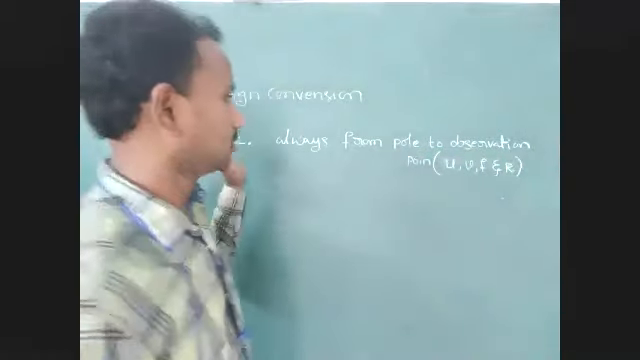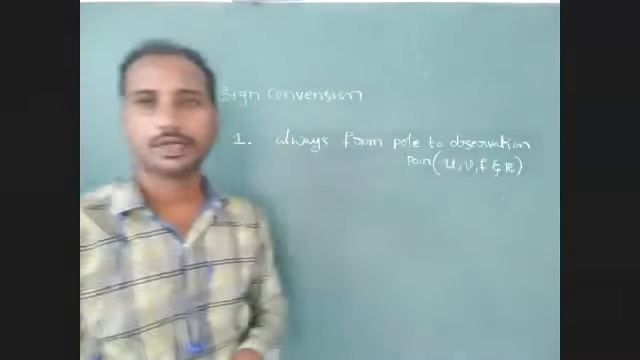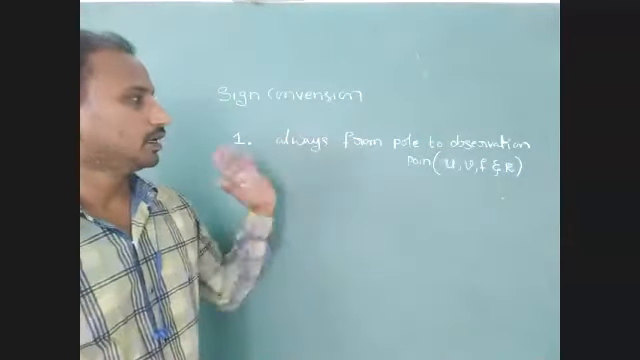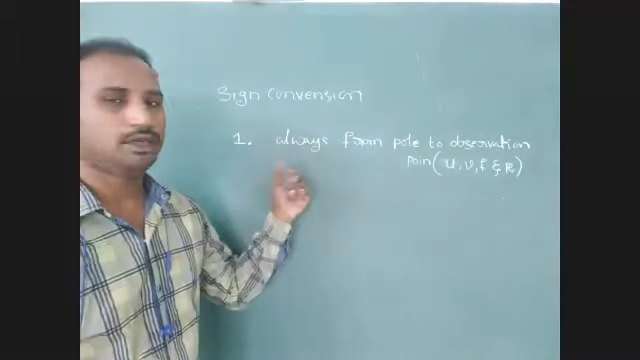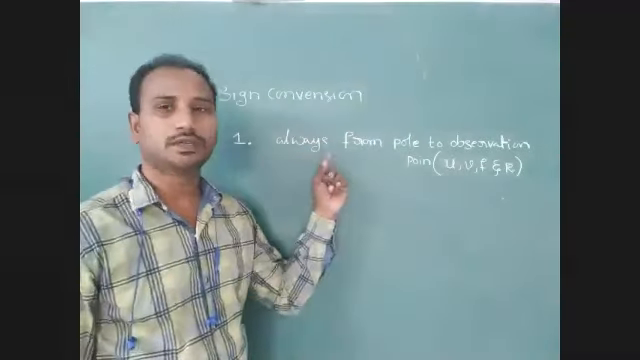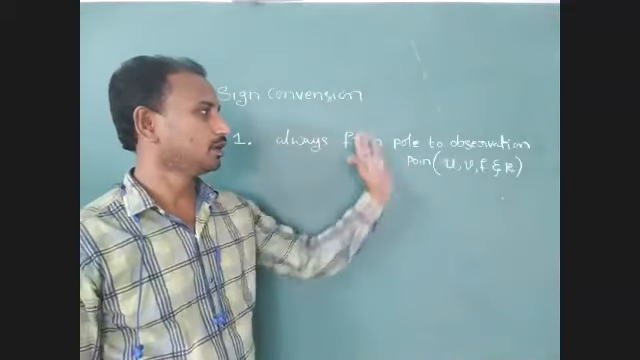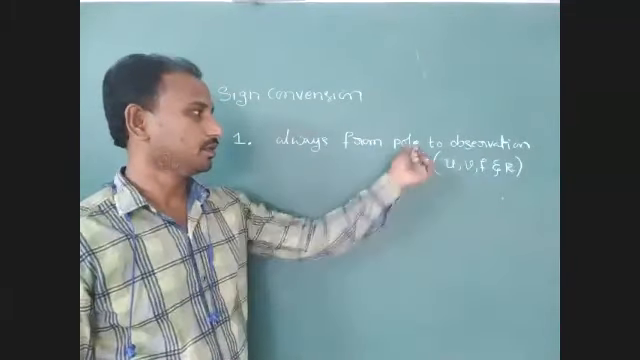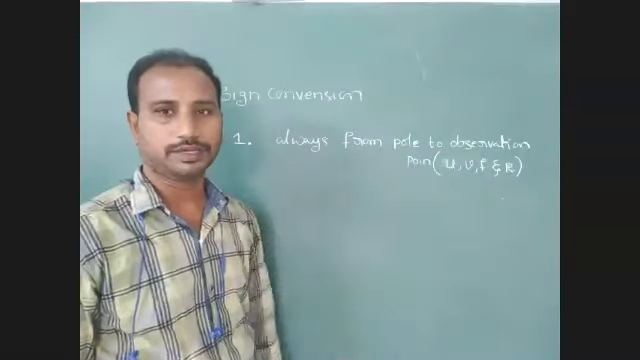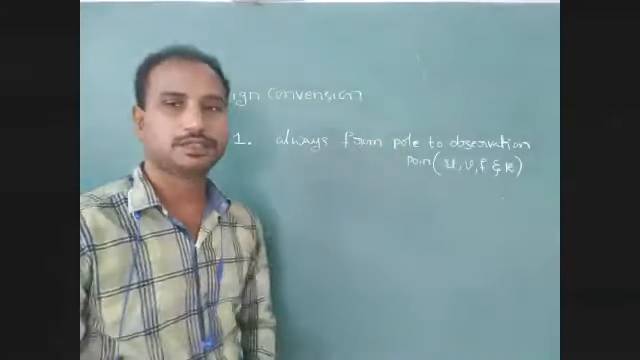So this is condition 1. If we want to calculate a distance, we compulsorily have to follow this first rule. Every distance we calculate from the pole to the observation point. Just identify this point.